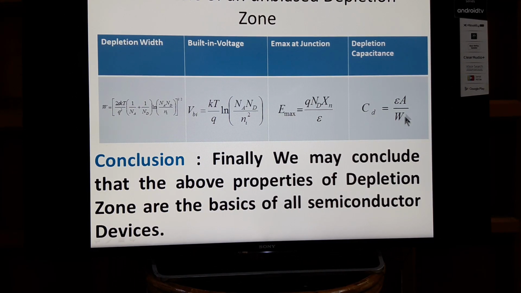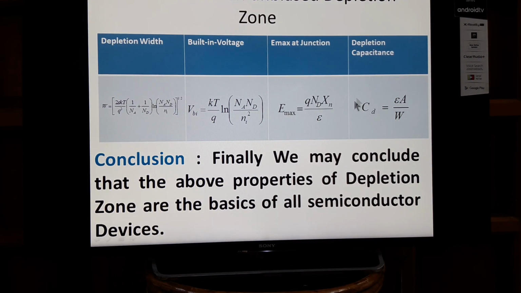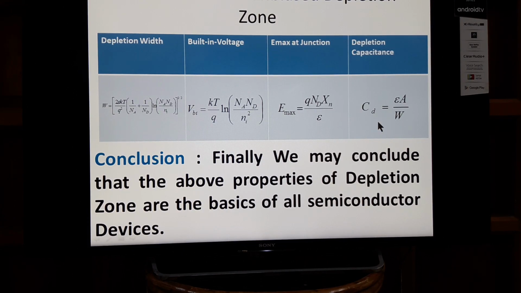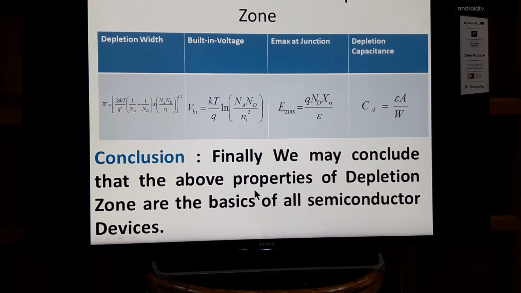And the depletion layer capacitance is very important for microwave semiconducting devices. So finally, we may conclude that the above properties of the depletion zone are the basics of all semiconducting devices.